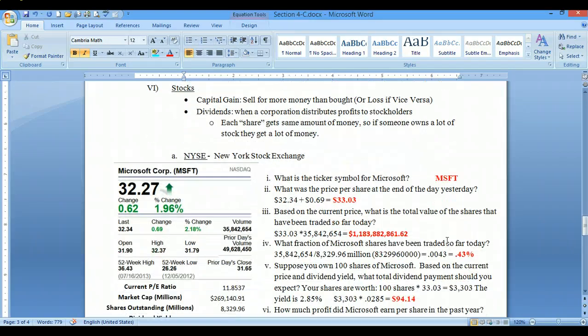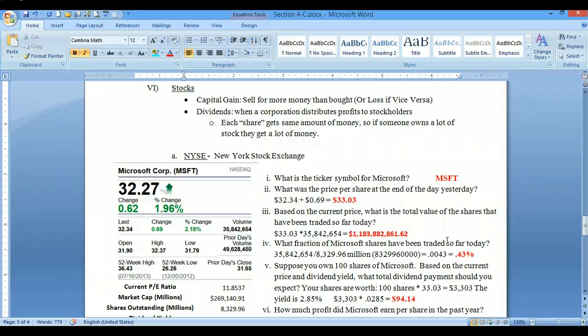Roman numeral 5, stocks. There's a couple of things we need to know before we move on into the stocks: that there are capital gains or capital losses, and dividends. A capital gain is if you sell your stock for more money than you bought it for. If you sell it for less money than you bought, then it's a loss. The dividend is when a corporation distributes profits to stockholders, and each share gets the same amount of money.